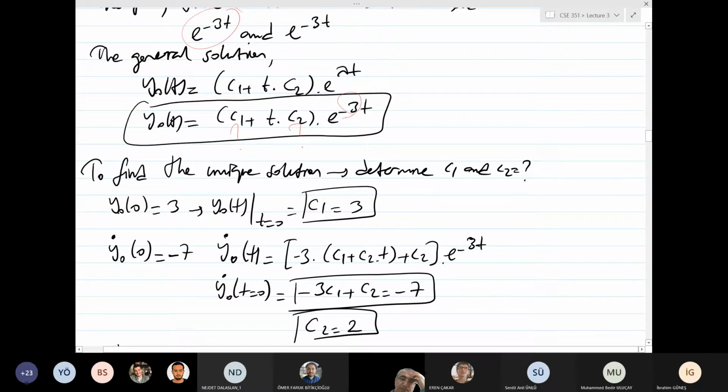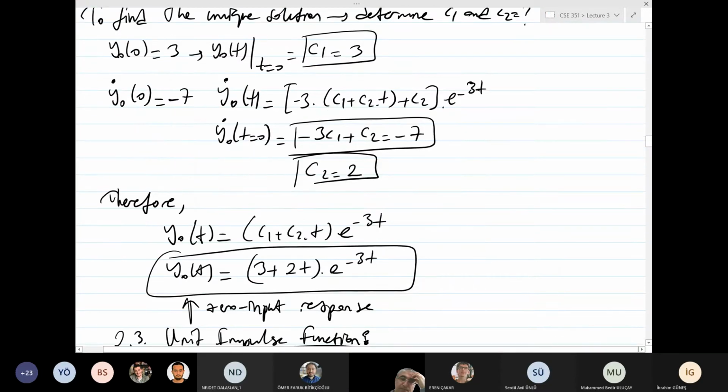Now, I determine the last constant, which is c2. Now we are ready to plug in these values into this equation. So I put c1 as 3 and c2 as 2. Now I end up with the following zero input response, which is equal to 3 plus 2t times exponential minus 3t. So that is my zero input response.